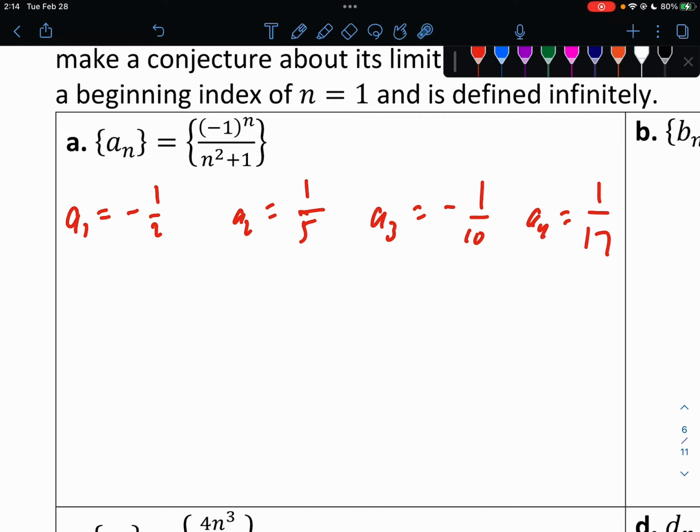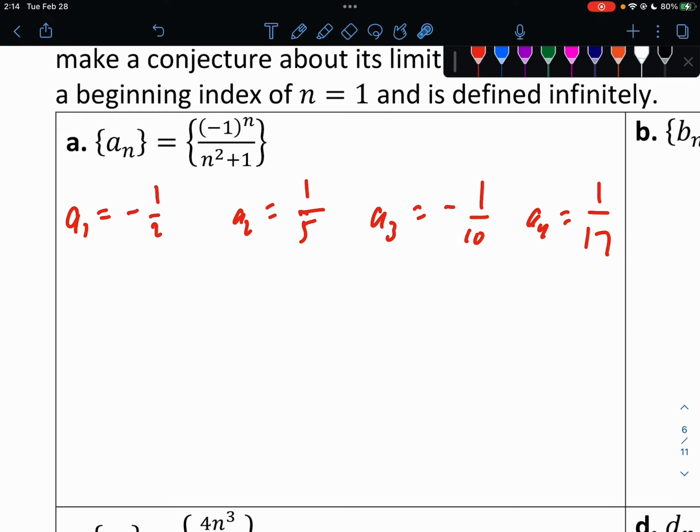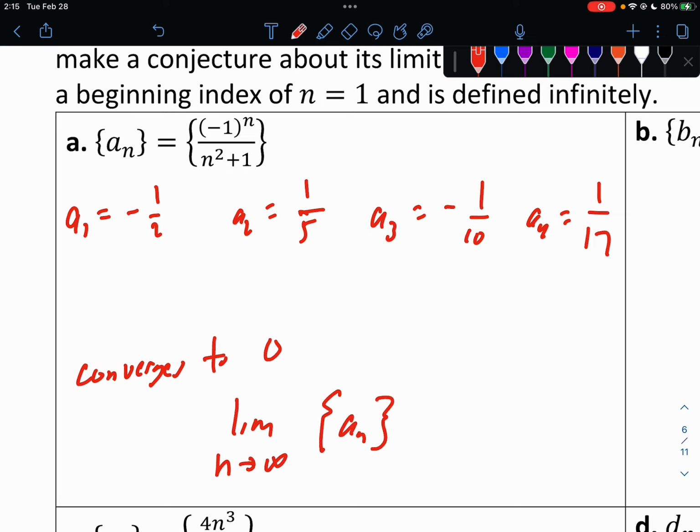So what are these numbers getting closer and closer to? Negative 1/2, 1/5, negative 1/10. Yes, they are jumping back and forth to be positive, negative, but on both sides of it, they're getting closer and closer to the same number. As the denominator gets bigger, our answer is actually getting closer to 0. So we would say this converges to 0 because the limit as n approaches infinity of a sub n, sorry about the bad squigglies, looks like it's plus or minus 1 over infinity, which is 0.